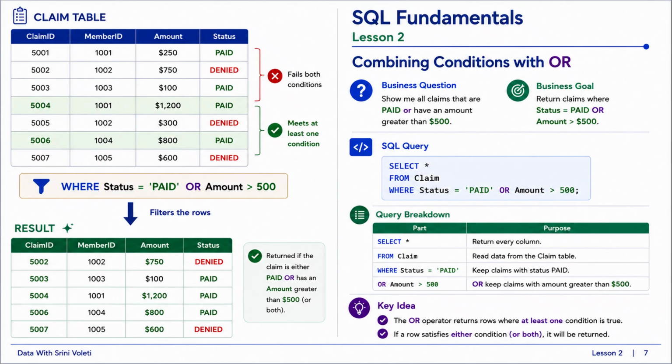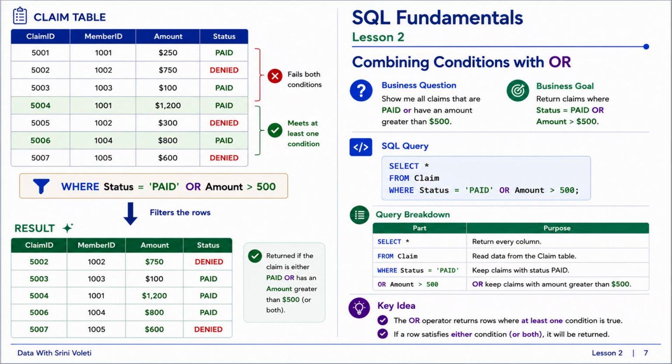Claim 5005. The claim has an amount of 300 and status is denied. The amount is not greater than 500 and the status is not paid. Since neither condition is true, SQL excludes the row. Claim 5006. This claim is paid and its amount is $800. Both conditions are satisfied, so SQL returns the row.